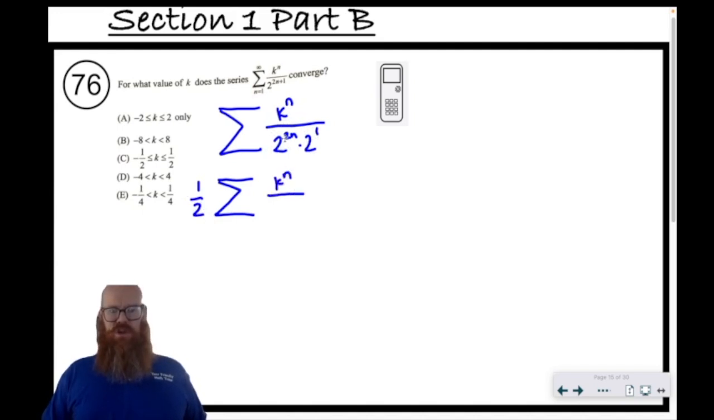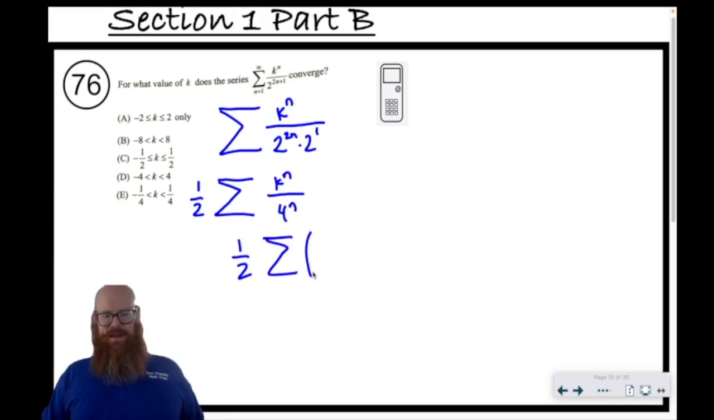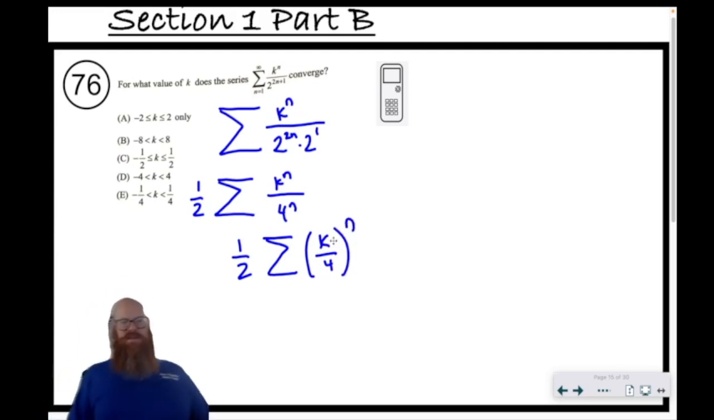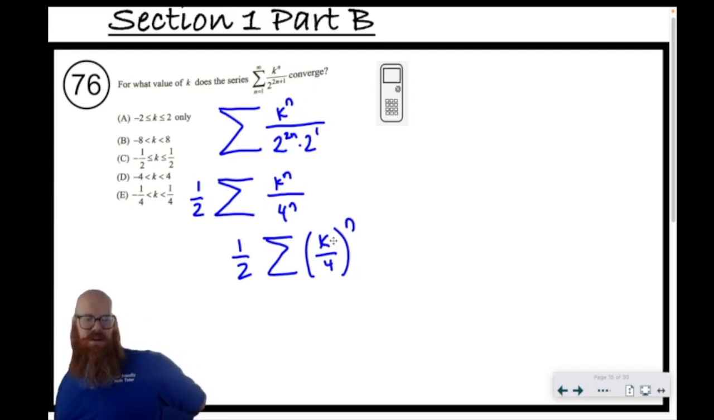And then this 2 to the 2n is the same as 2 squared to the n, because it's a power to a power, so you multiply. So that 2 squared is 4. And now I'm where I want to be, because now I can think of this as k over 4 all to the n, and I've got my geometric series. A geometric series is generally something just raised to the n. And the base here, the k over 4, is what we call our common ratio.